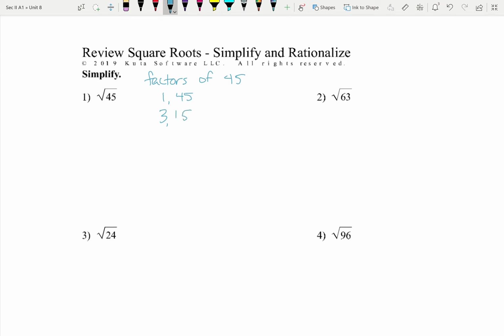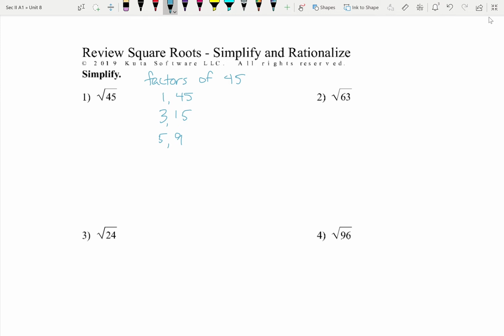45 divided by 4 gives me another decimal. 45 divided by 5 gives me 9. 45 divided by 10 gives me a decimal. 45 divided by 11 gives me another decimal. Let's see what's next. 12, another decimal, and then at that point, I'm practically out of options because I'm going to start repeating things. So these are my factors, and what you want to do is look and see which of those factors has the largest perfect square, ones that you can take a square root of.